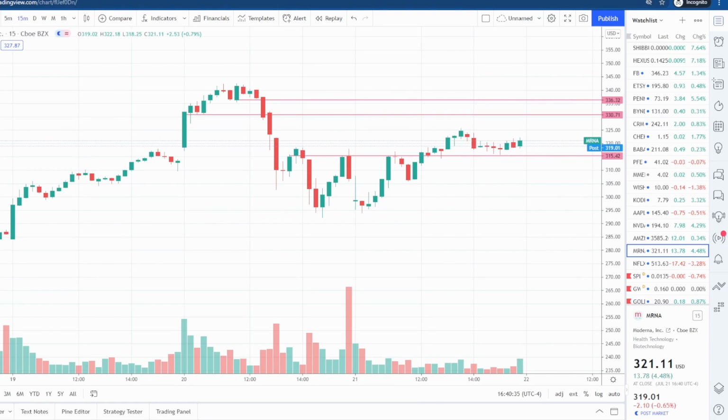I didn't forget, here's the bonus content. We're looking at MRNA. This was pointed out by someone in the comments. They were looking at shorting this stock, and it's fitting the criteria. Really, it really is, so I'm excited. We did short it today.